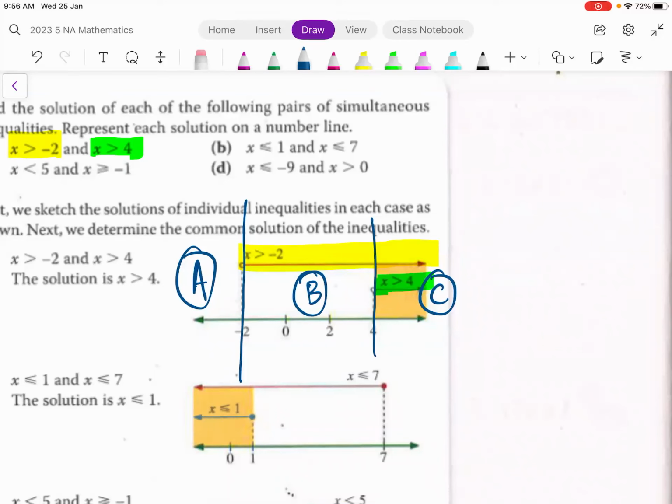And how do we describe region C? Look carefully. Region C is over here. Do you see that circle over there that is not colored? Are we allowed to include that value? Can include?